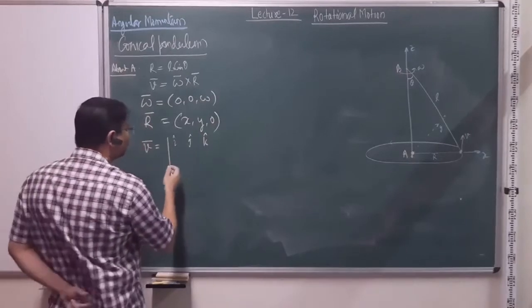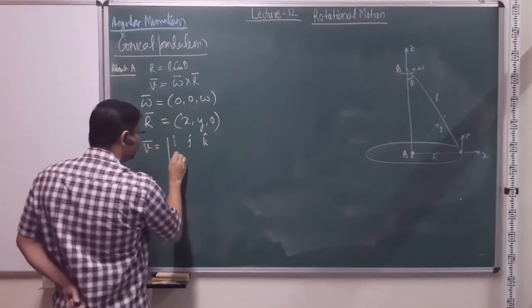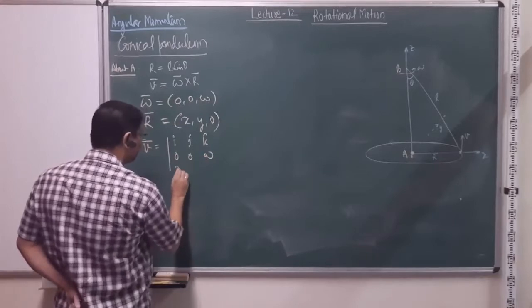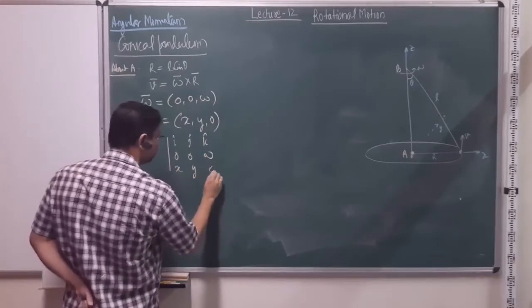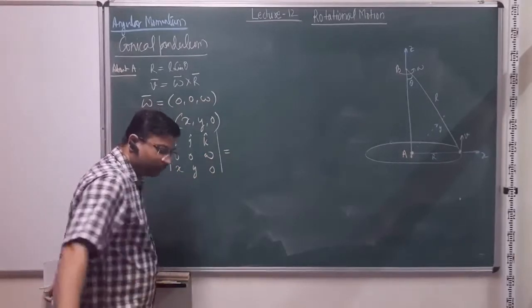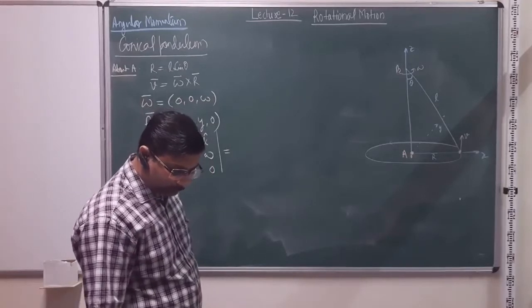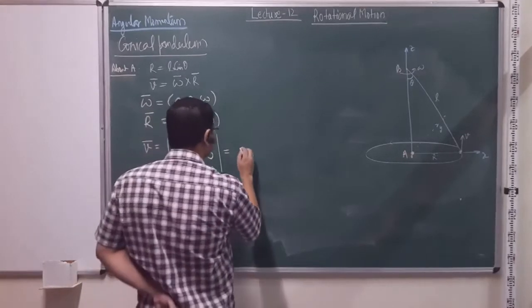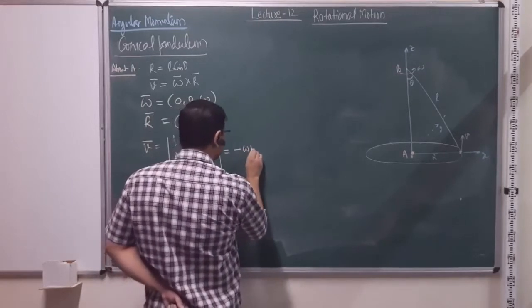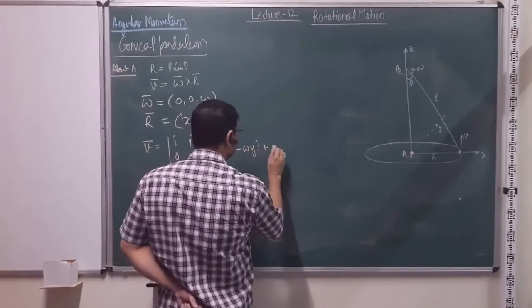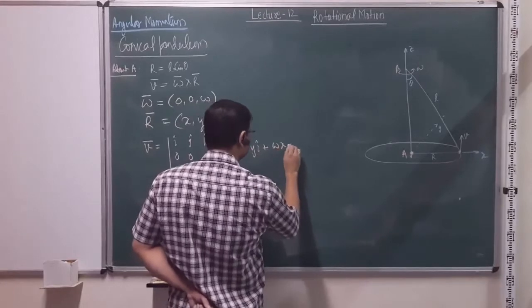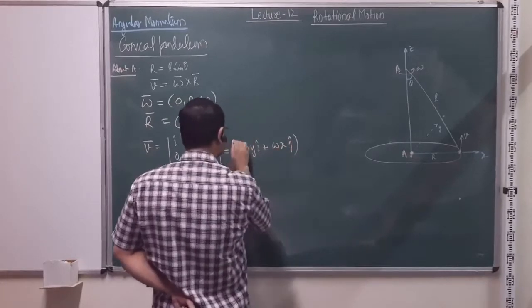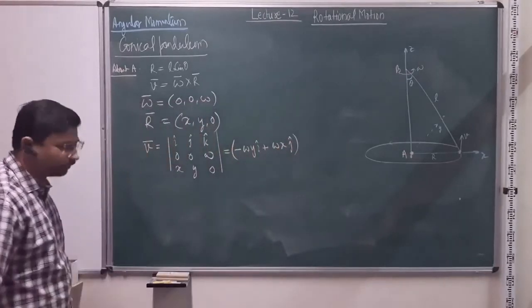I just want to write it down in a more general form. Omega and r, x, y, 0. We can find out what v is in this particular case, and this comes out to be minus omega y i cap plus omega x j cap. So you can do it for yourself and confirm it, right?